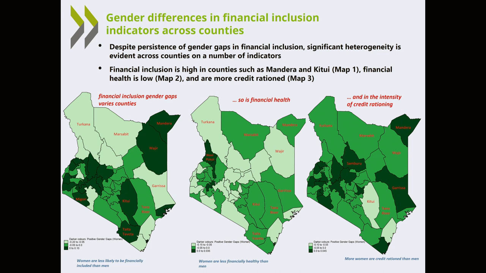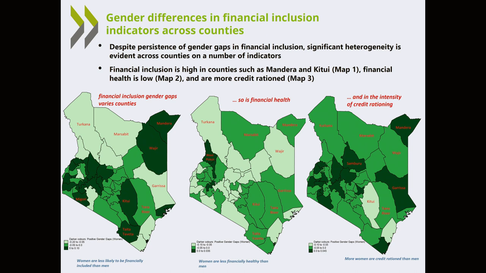Particularly interesting is the Northeast, where we know that there are a lot of sociocultural norms that often do mitigate against women's economic empowerment. But here we see quite high levels of financial inclusion. The Northeast is a bit of a paradox for us as well, because we've also seen a huge growth in informal financial access in the Northeast, and I think we need to do a lot more work to understand what's driving that, and maybe that would help us to understand why women appear to be more included in those counties.